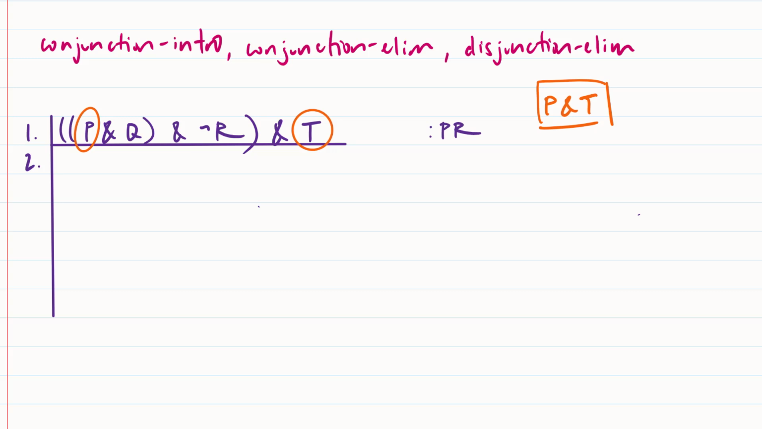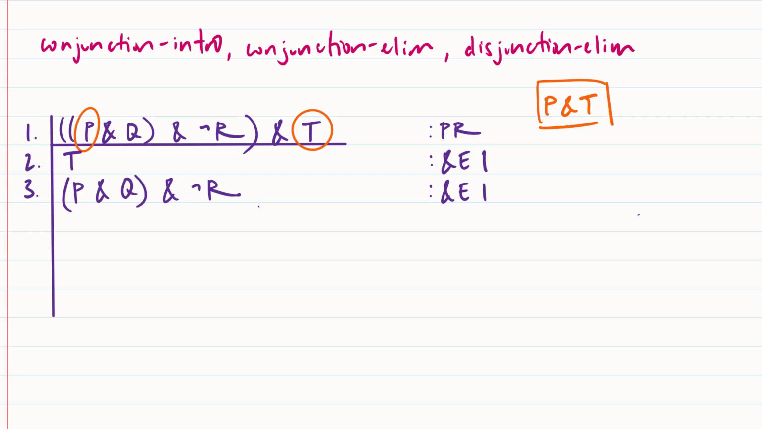So the first thing we can do is put T there, and that's going to be conjunction elim, line 1. Next, we want to put in parentheses P and Q and not R, and that's also going to be conjunction elim, line 1.